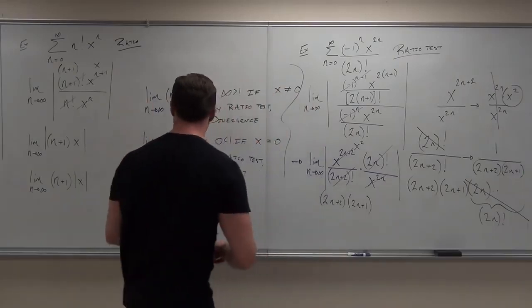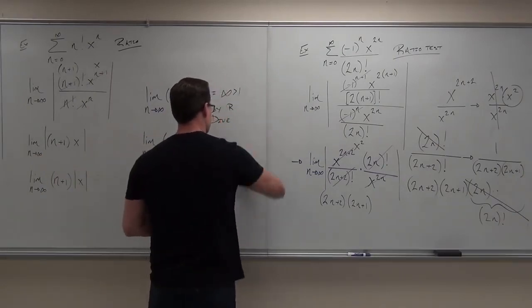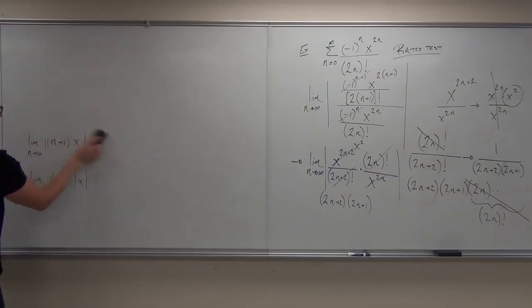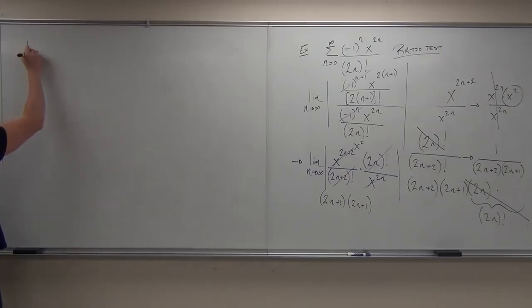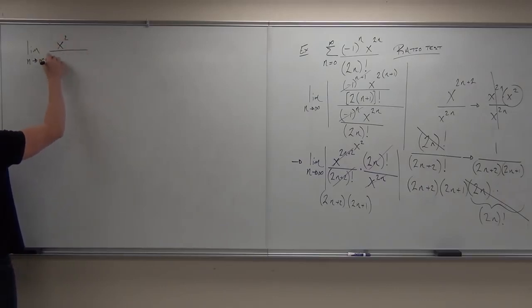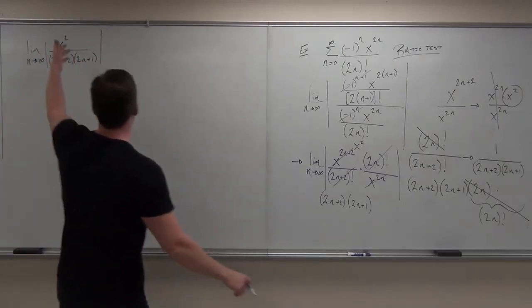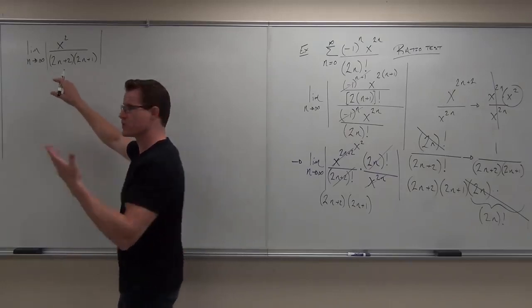Now I got to move back over here. So let's see what we have left over. Can you tell me? Because I'm going to get lost over there. So what do we got? X squared over 2n plus 2 times 2n plus 1, absolute value. Okay, absolute value, sure. Do I need the absolute value anymore? No. For sure I don't. That's an x squared, there's no way it's going to be negative. This is both positive, there's no way that's going to be negative. So I can drop my absolute value right now if you want to.